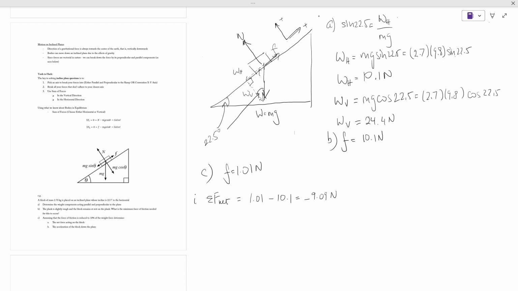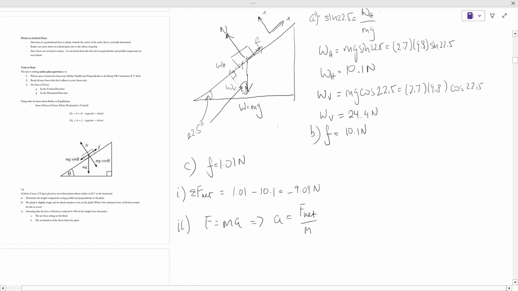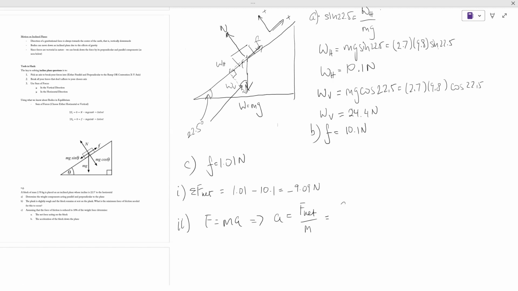And the next question is part 2 of C, the acceleration of the block down the plane, right? So with acceleration, we know the F net already. So we have the formula F is equal to ma. Now let's rearrange that for acceleration. That's going to be F net over m, so that would equal 9.09 over 2.7, giving us an acceleration of 3.37 meters per second squared.